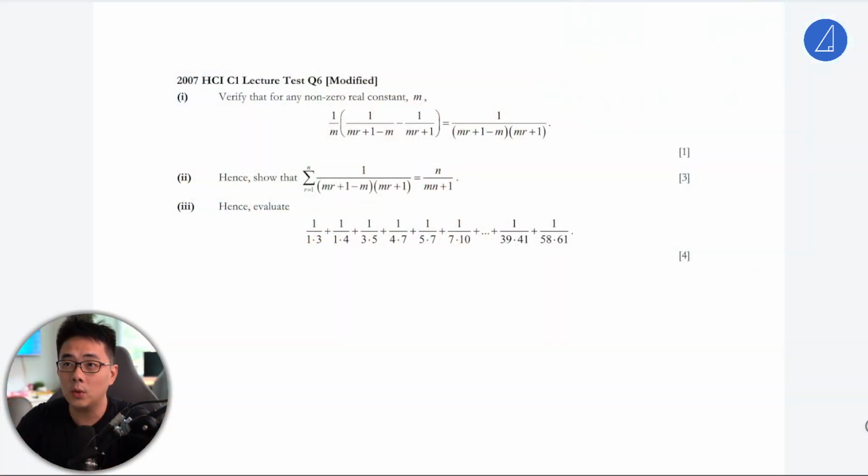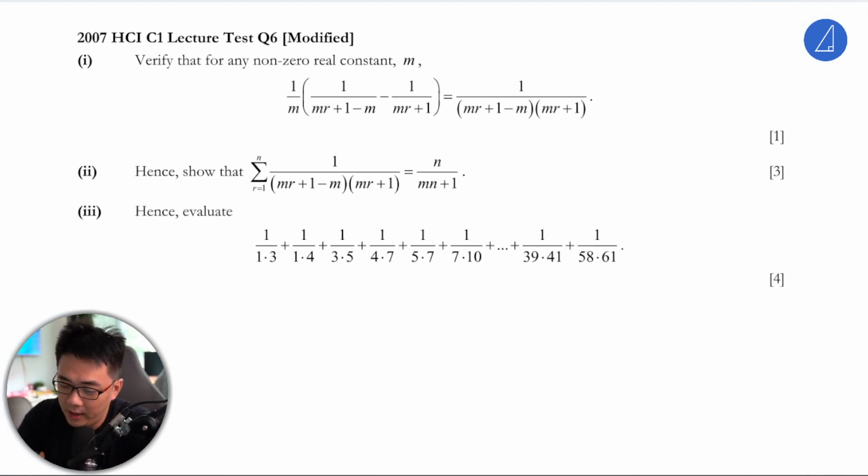Hi students, let's look at this question here, which is on summation. Let's say you can do this proficiently, taken from the year 2007 Hwa Chong HCI lecture test question 6. Okay, it's modified. Verify that for any non-zero real constant m, that this is equal to this.